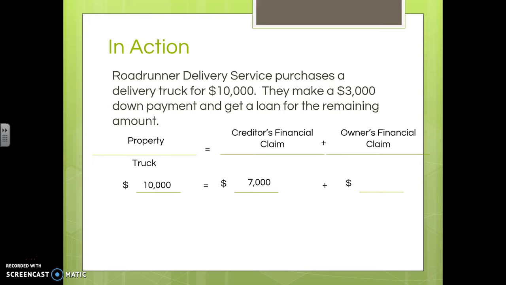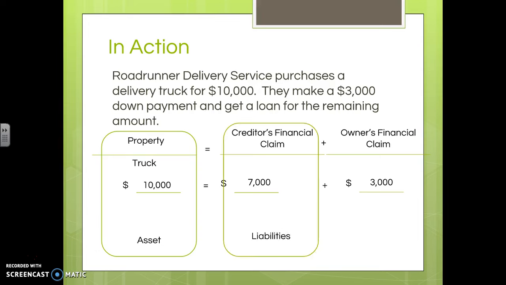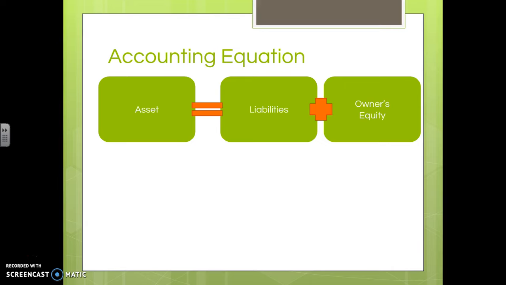The other party who has financial claim to this truck is the owner, and the owner's financial claim is $3,000. So making the accounting equation equal, $10,000, the value of the truck, is going to equal $7,000, the creditor's financial claim, plus $3,000, the owner's financial claim. If we break this down into the base equation that all accounting is based off of, that is that all assets, assets being the property, are going to equal all liabilities, which is creditor's financial claims, plus the owner's equity, which is the owner's financial claims. So if we put all that together, we have an accounting equation known as assets equaling liabilities plus owner's equity.